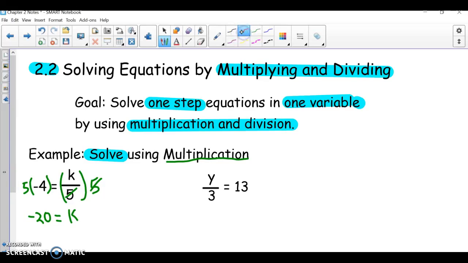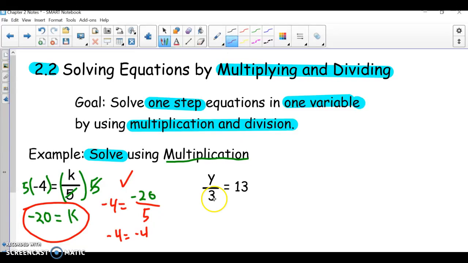Like we talked about yesterday, if you wanted to check this, you take your original problem and you plug in your value that you got for the variable. We got -20, and we're just going to check this. Does -20 divided by 5 equal -4? It does, so we know with confidence that we got that problem correct. Our answer, k, is equal to -20.